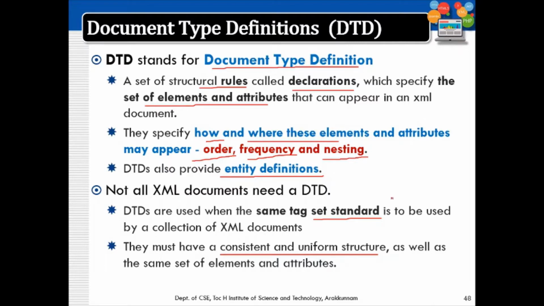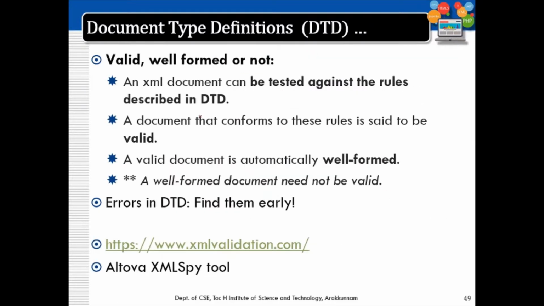Hope you remember the difference between a well-formed XML and a valid XML. An XML is well-formed if it follows all the syntax rules, but it is valid only if it conforms to either the DTD or the schema. XML can be tested against the rules described in the DTD, and if it conforms to the rules, such an XML is said to be a valid XML. A valid XML is automatically a well-formed XML.